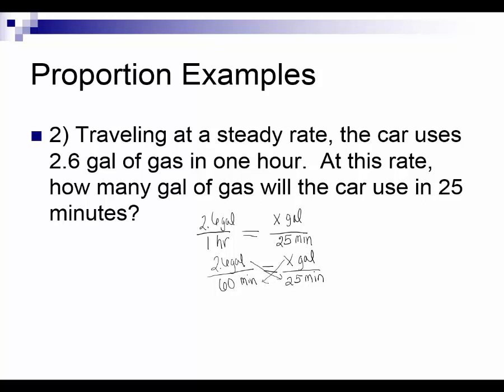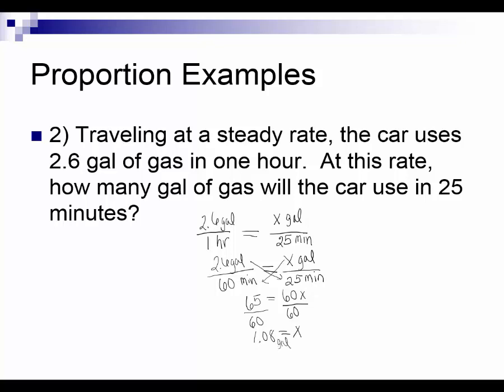So in the first diagonal, with the help of my calculator, 2.6 times 25 gives me 65. And on the other diagonal, I have 60x. This is an equation, so I divide both sides by 60. That gives me my value for x. So x is equal to, and I don't care how you round here, but about 1.08 gallons.